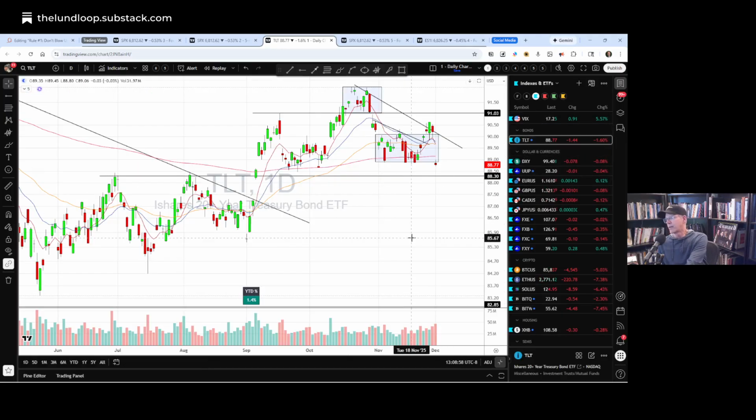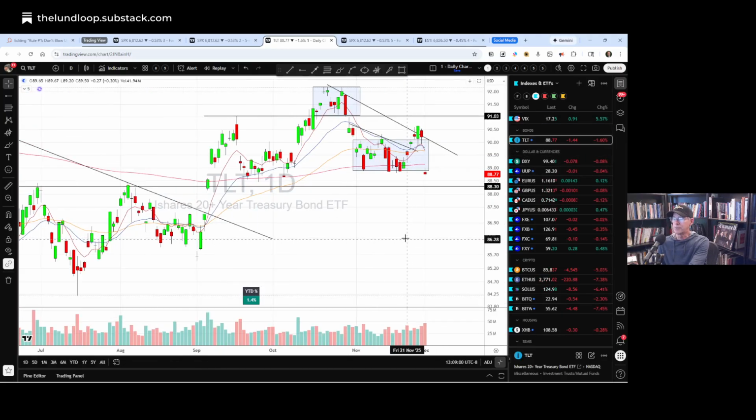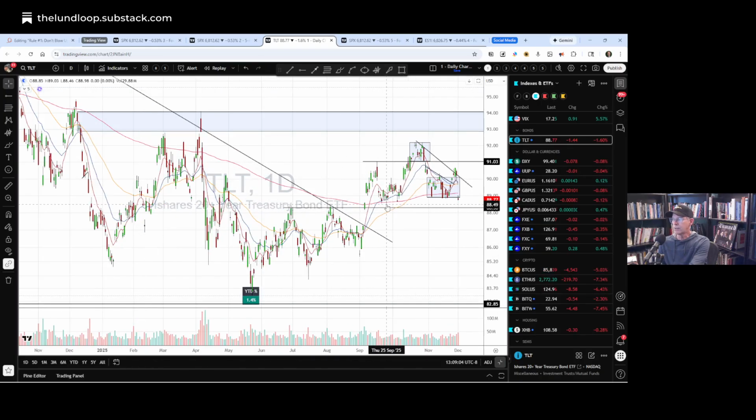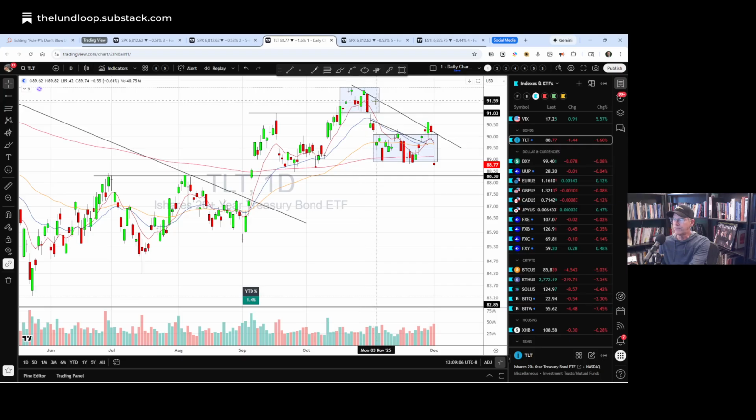TLT. Wow, this is so interesting. So TLT looked like it had put in a bottom here. It looked like it was breaking out in this area, failed, looked like it was going to roll back over here, and then started to firm up and now has gapped down. And I'm sure this has something to do with Japan and what was going on with their stuff today. But that's a pretty aggressive break there.